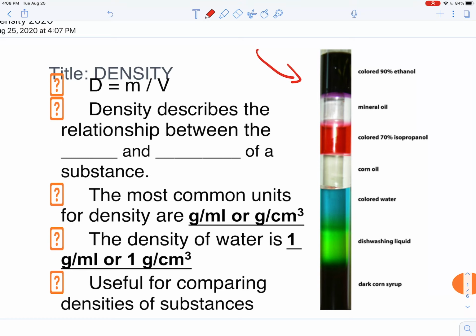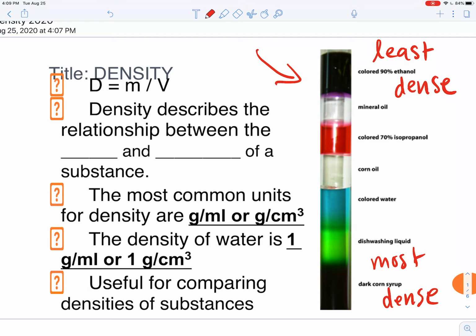Over here, if you're looking at this tower, this is what we call a density tower. And you can see that the most dense items are going to sink to the bottom, while the least dense items kind of float to the top. So oil is less dense than water, and that's why oil floats on water.